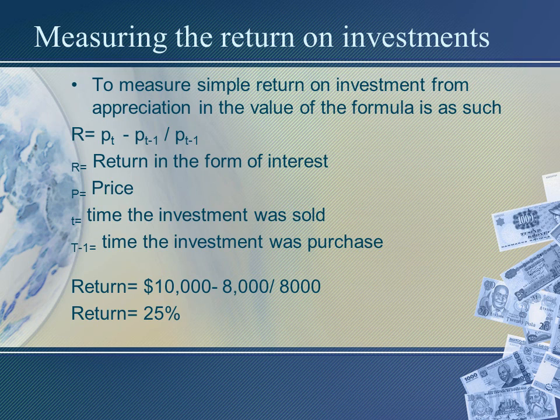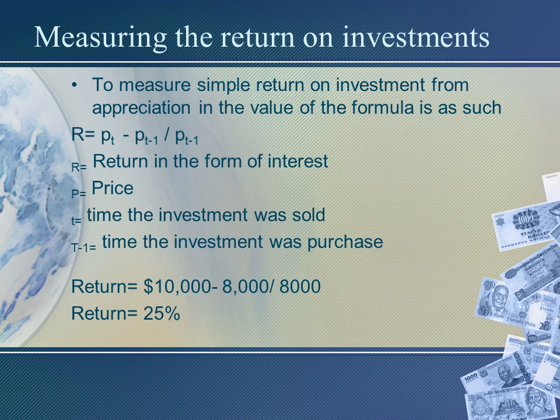There's a simple equation that you can use to measure the return on your investment. It would be returns equaling the price of the investment at the time that you've sold it minus the price of the investment at the time that you bought it, divided by the price of the investment at the time that you bought it. Underneath this equation, R equals the return in the form of interest, P equals the price, T equals the time of the investment at the time it was sold, and T minus 1 is the time of the investment at the time it was purchased.